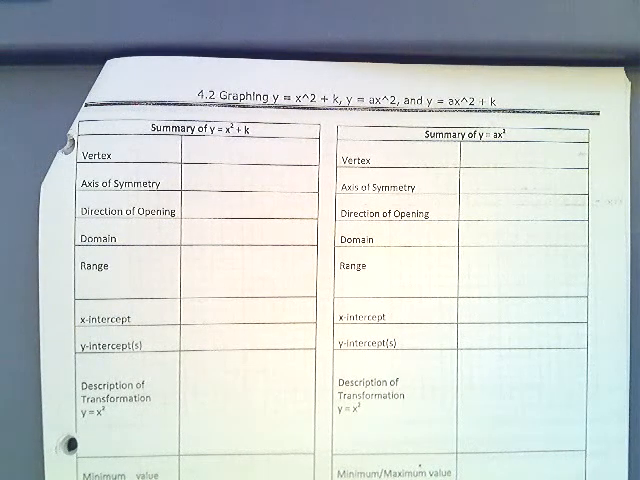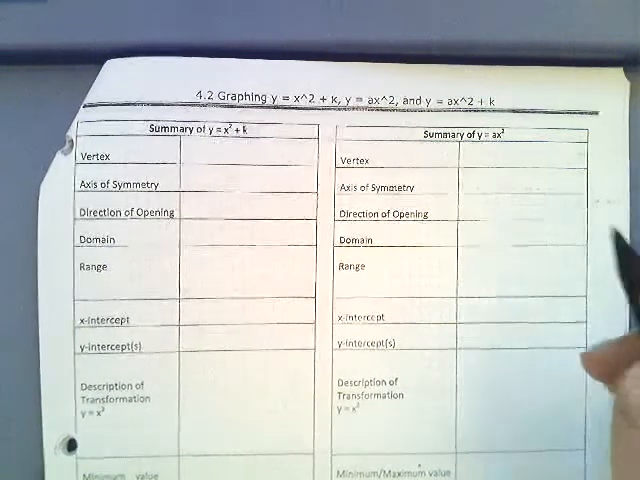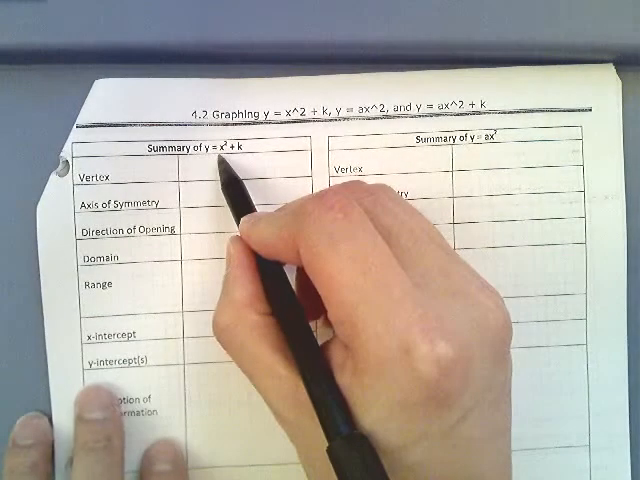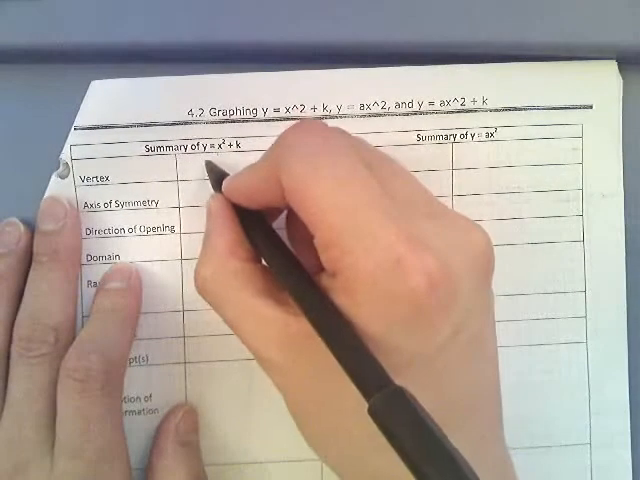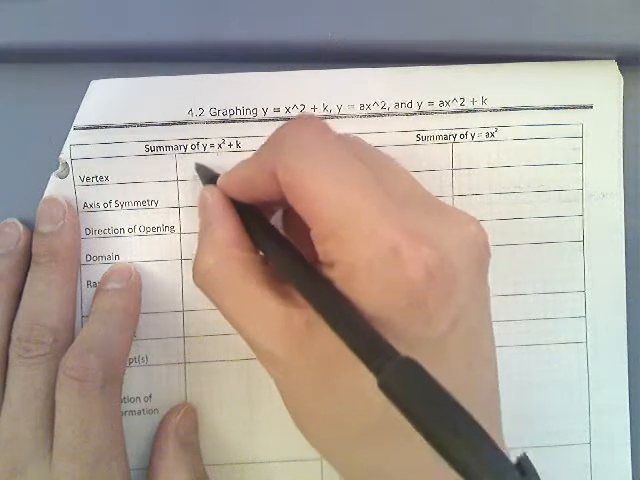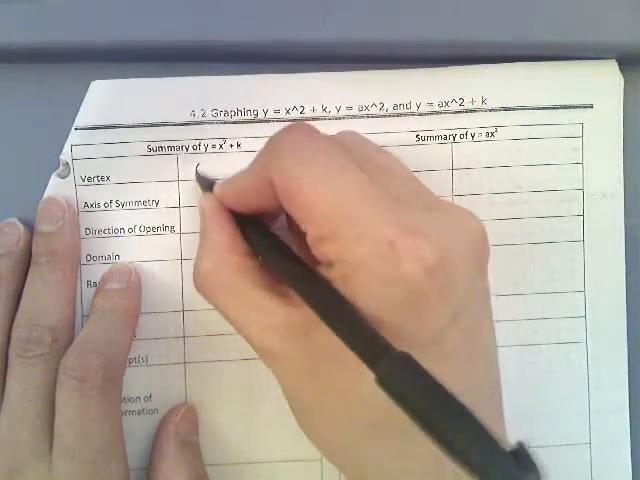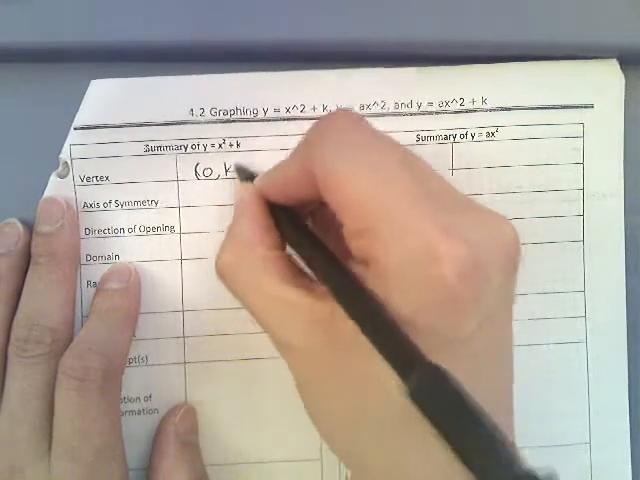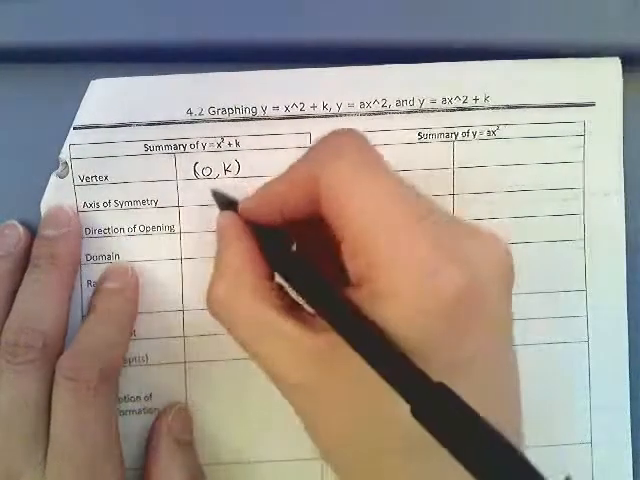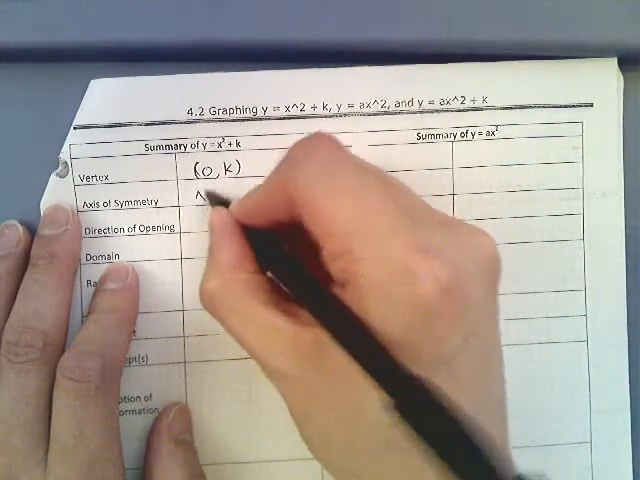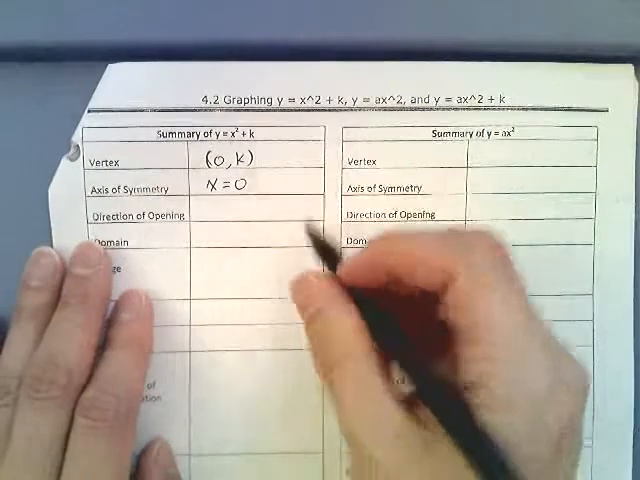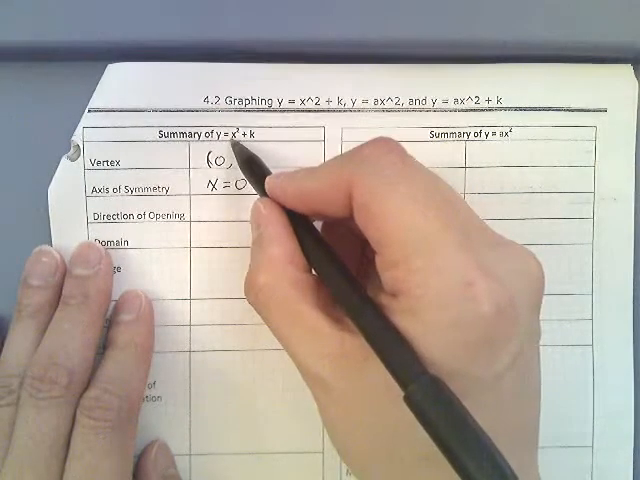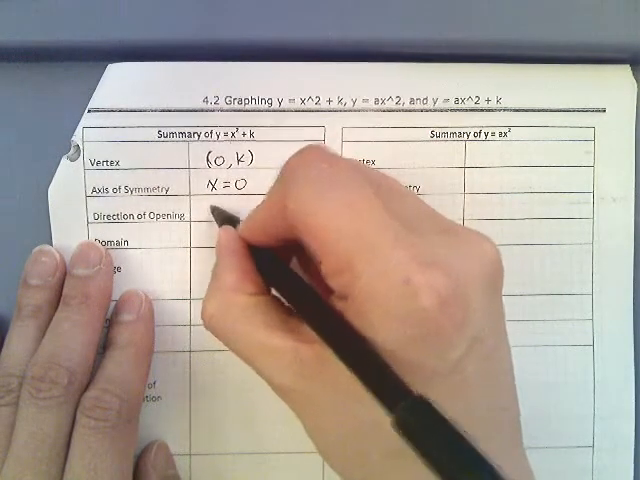Now remember what a does. In front of the x squared, the sign here is positive. Now if you have y equals x squared plus k and nothing is attached to the x, then the vertex will be 0 comma k all the time. Axis of symmetry is always the x value of your vertex, so x equals 0. Direction of opening: the sign of the x squared is positive, so it is always up.